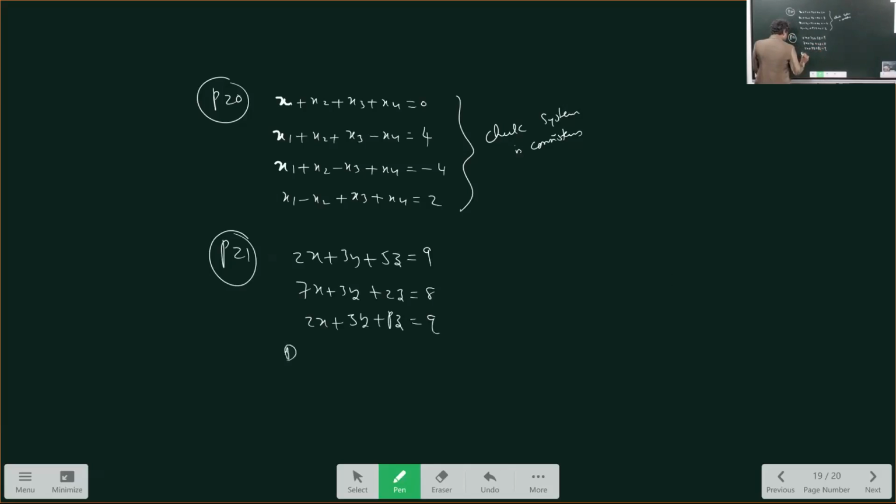Discuss the nature of the system for p and q values. So that means you state for what values of p and q the system is inconsistent and the system is consistent, when the system has a solution, when the system has no solution, when it has a unique solution, when it has infinitely many solutions. This is clear?